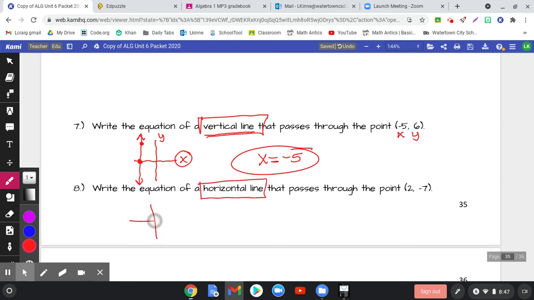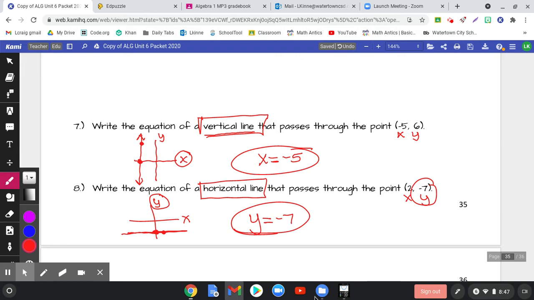So again, I'm going to quickly draw my x and y axis. Through the point 2, -7, that would be about, we'll say here. Doesn't have to be perfect. A horizontal line goes straight across like the horizon. This is only hitting the y-axis. So there's no x in the equation. It's just y equals. And what value is your y in the point? The -7. So it's y equals -7.